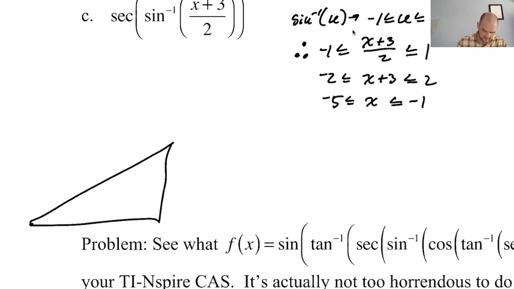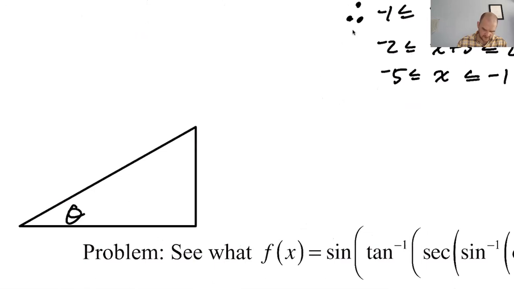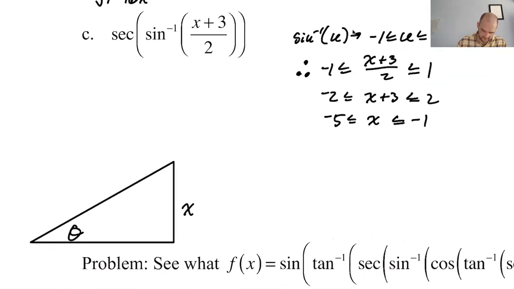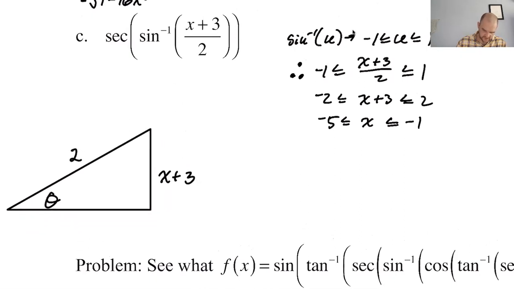So draw this triangle, and then we have a theta. So sine of theta is (x plus 3) over 2. Obviously this is too close, too many things happening here. This is 2. I don't know where that went. And then this is too close to the next problem to be useful.